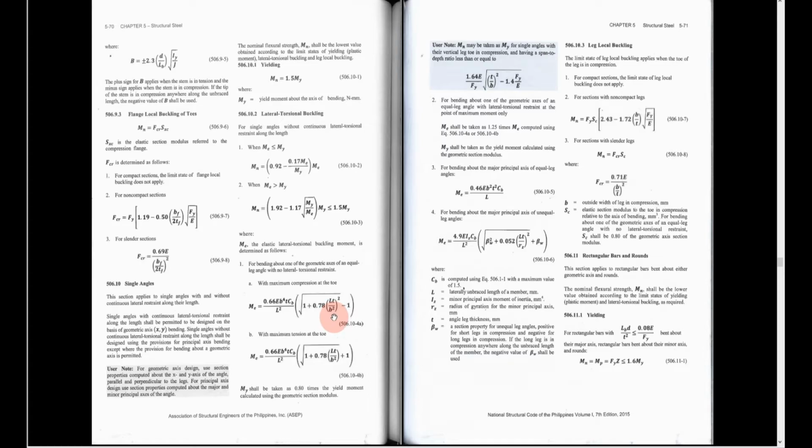And for our Mn, it may be taken as My for single angles with the vertical leg toe in compression and having a span to depth ratio less than or equal to this one. So My can be taken as 0.8 times the yield moment calculated using the geometric section modulus.